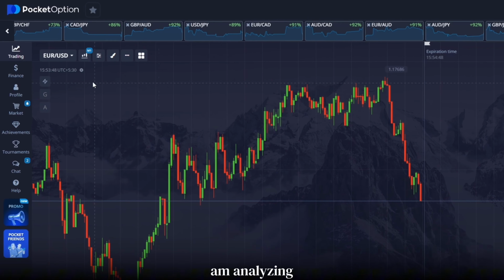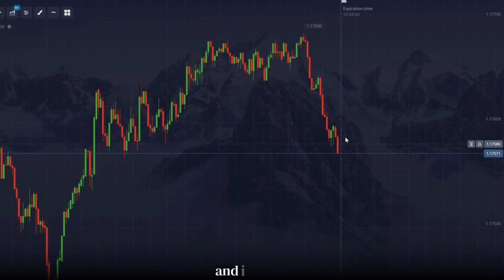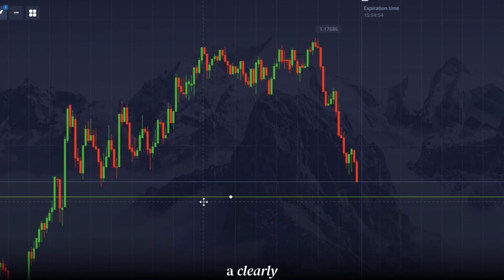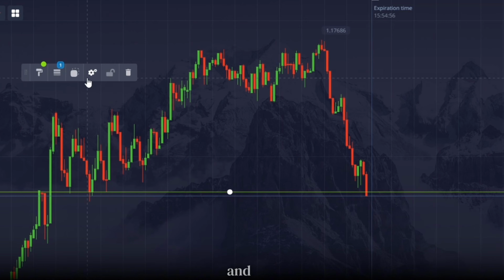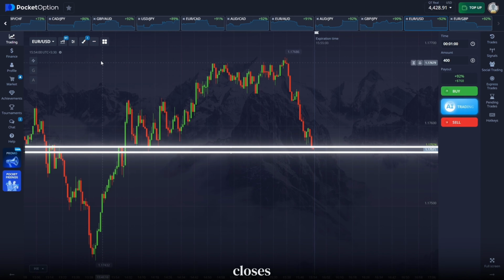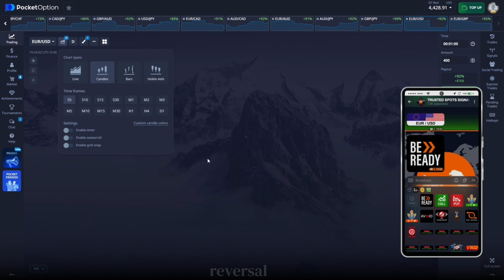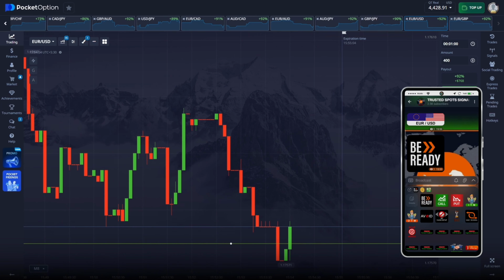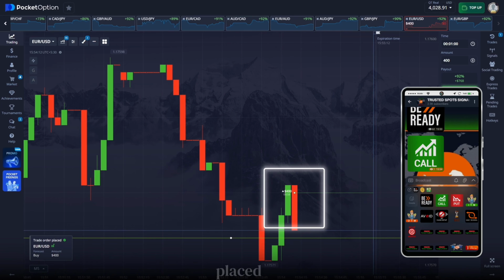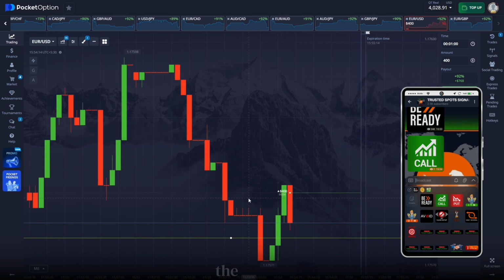Right now I'm analyzing the Euro US dollar chart, and I have a clear trading opportunity. The price is standing at a clearly visible support level, and it is going to close in the next 3 seconds, and you can see it closes above. So now the chances of reversal are high. I need a strong confirmation. This is not strong. Let's wait for a breakout from this level. Yes, that's a breakout. Now I have placed the 5th trade of the session in the upside direction.